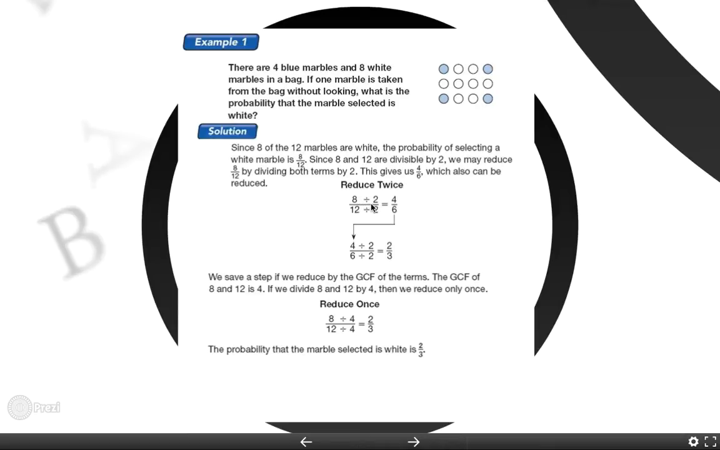Well, we can reduce this twice, first by 2, and then again by 2. But if we just use our greatest common factor, which is 4, we can do 8 divided by 4 first and skip this one step that we have here, and save some time when we do that. Because we know that 4 goes into 8, and 4 goes into 12, what we get is 2/3 as our answer for that.